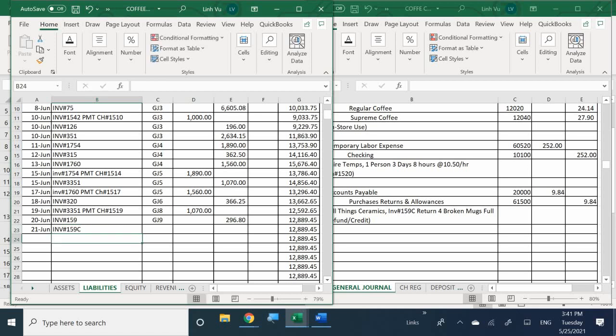Okay. And debit for 984. It should give you a balance of 12,879.61.